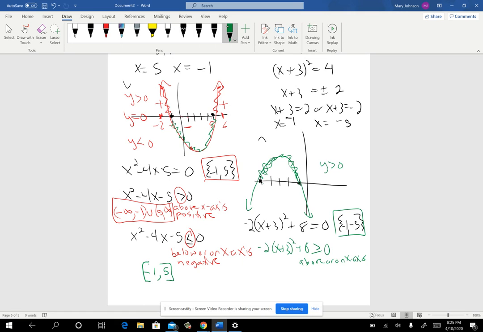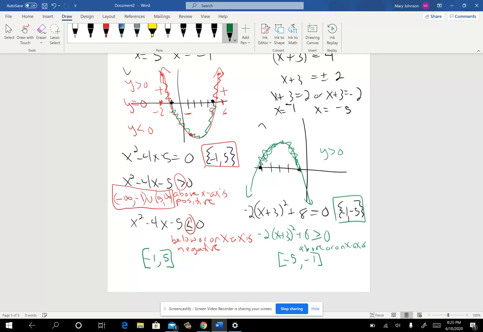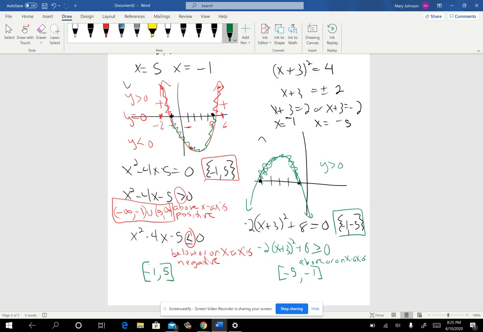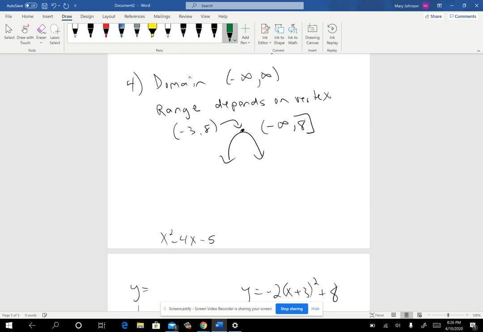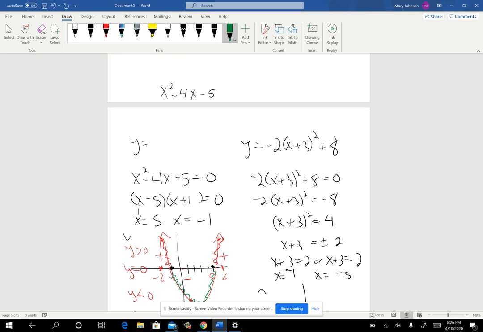So you can see when you're between -5 and -1. So your answer to that would be from -5 to -1 inclusive, okay?